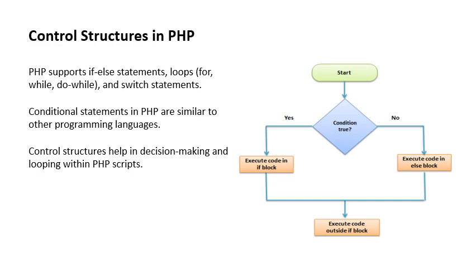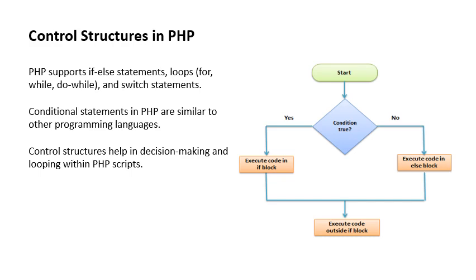And there are control structures in PHP. We know there are conditional statements like if else statements, and we use some loops in programming languages like for loop and while loop. Also included is the do while loop, and there are switch statements. Conditional statements in PHP are similar to other programming languages. Control structures help in decision making and looping within PHP scripts.